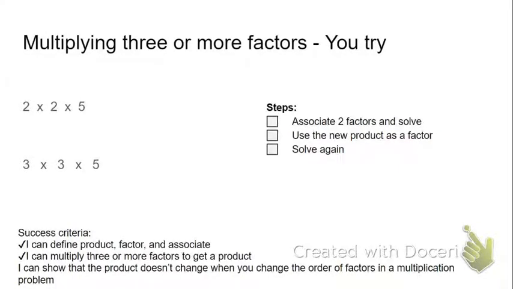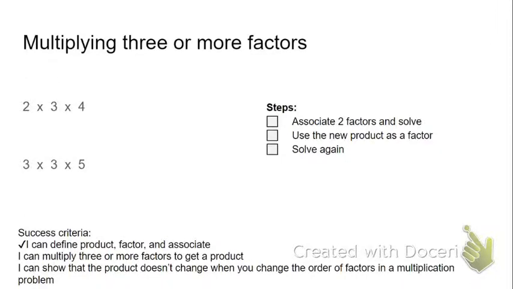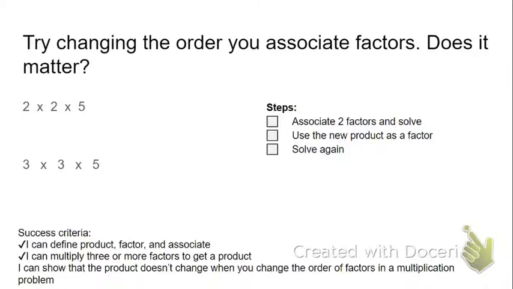Let's take a look at our next criteria. Try changing the order you associate factors. Does it matter? Okay, hold on here. So we said 2 times 2 times 5 was 20 when we associated the 2 and the 2. But what if I associate the 2 and the 5 first? Well, 2 times 5 is 10. 2 times 10, well, heck, that's still 20. Nice.